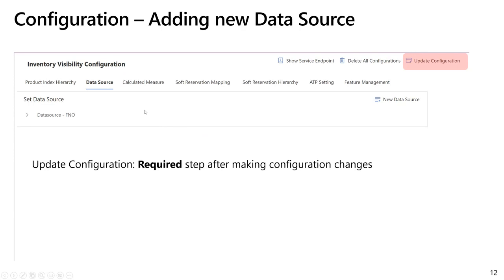Please note that for every change we make in the inventory visibility service Power App solution, the results are temporarily stored in the Dataverse tables, but not synchronized to the inventory visibility in-memory cache. We need to click Update configuration to validate and activate the changes to the inventory visibility service.